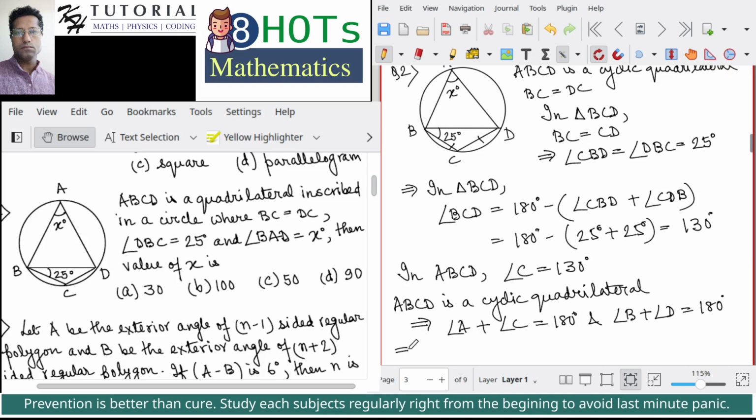Now this will imply, what is angle A? Angle A is x degree, and what is angle C? Angle C is 130 degree. So x degree plus 130 degree has to be equal to 180 degree. So this implies x degree is equal to 50 degree. If we ignore the degree, we get x is equal to 50. So the value of x is 50, and hence the correct choice is C.